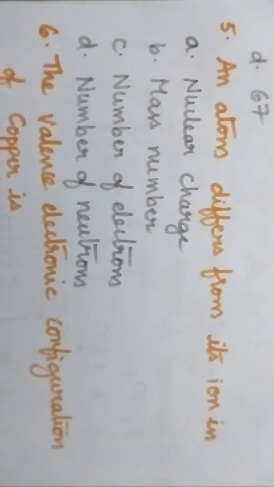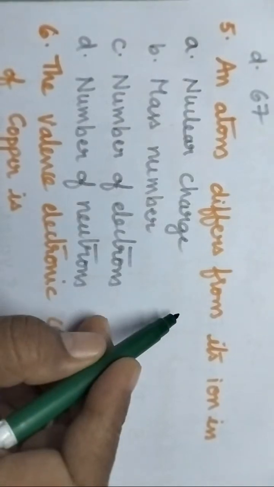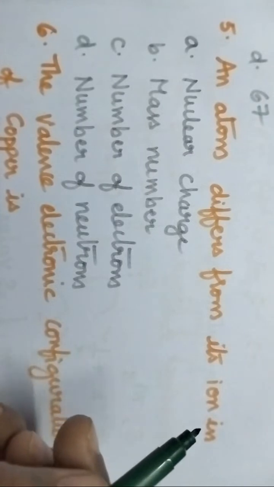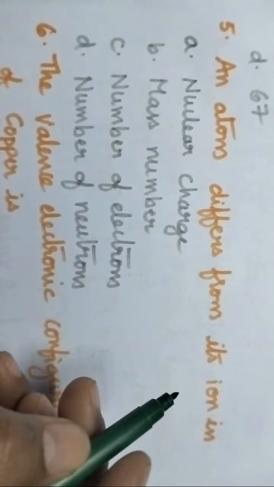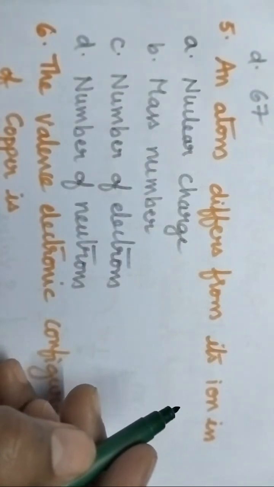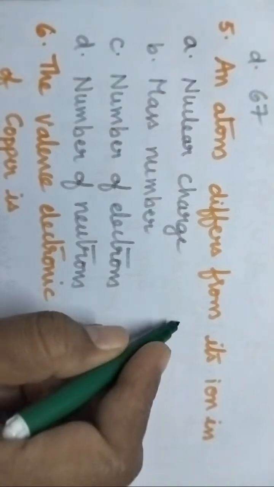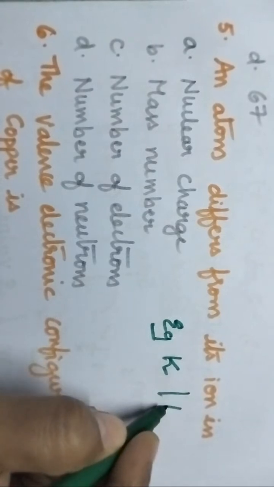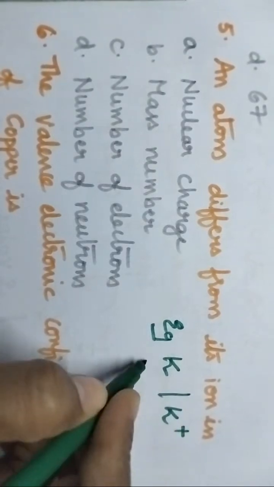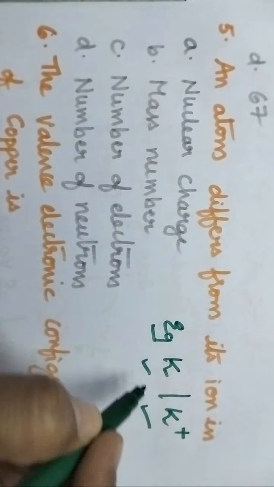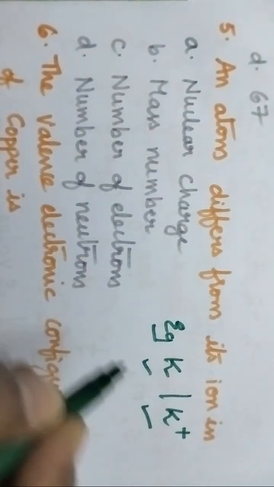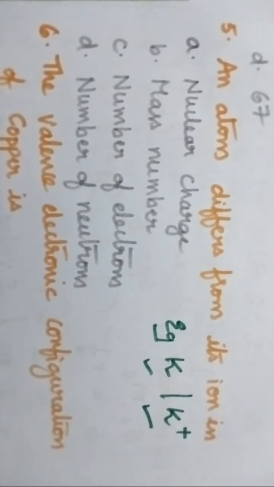Moving to the fifth question. An atom differs from its ion in. Is the question clear? An atom differs from its ion in. So, you just consider one simple example, potassium atom and potassium ion. In what way are these two, that means potassium atom and potassium ion, different? Can you guess?